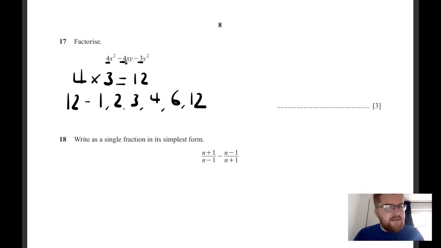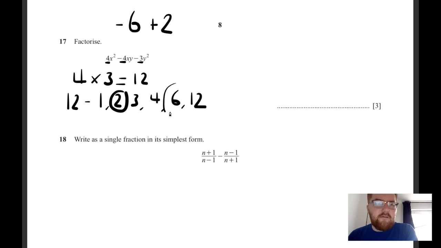Now, the one that comes to mind straight away, maybe it's not the most obvious possibly, is -6 and +2. Okay, if you take those two factors, so this factor here and this factor here, and put a minus in front of it, you'll get -4. So what we're going to do is split this term into two separate terms, i.e. unsimplify it to make it then easier to work with. So let's write it up here.